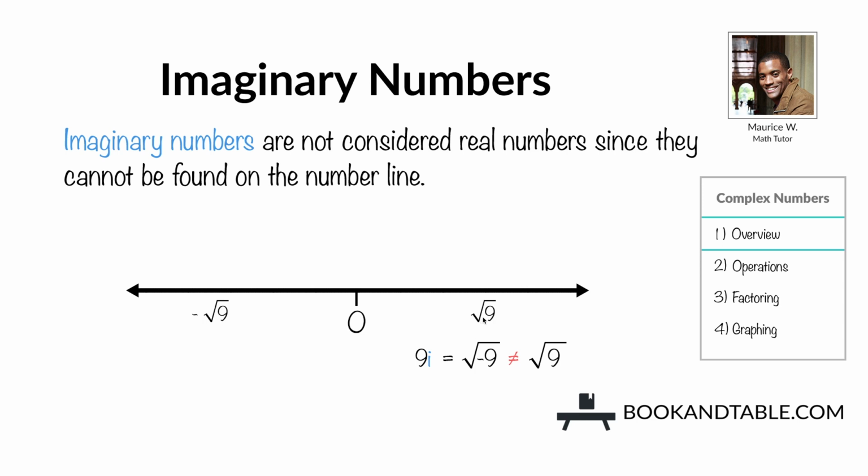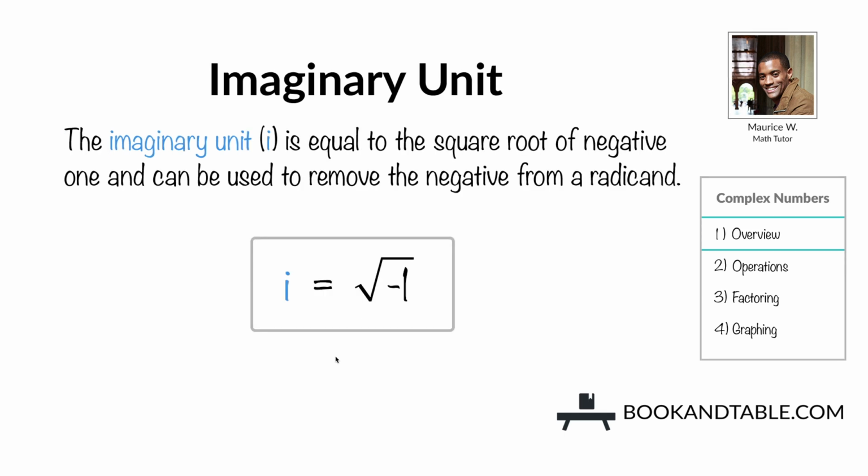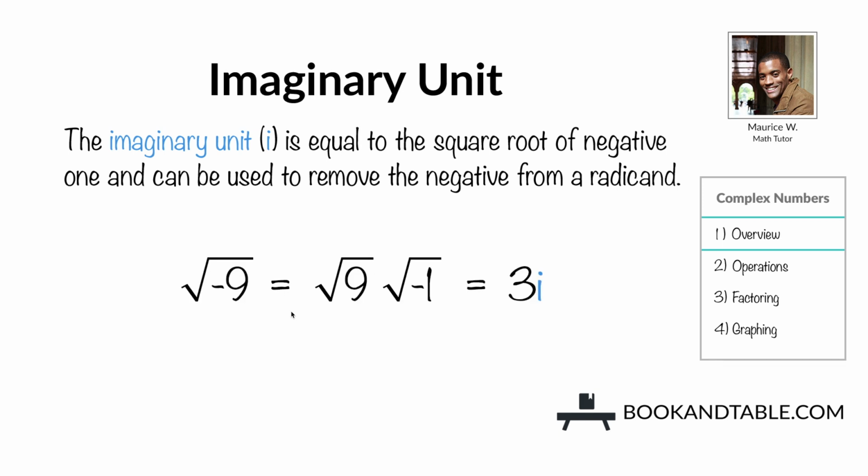Same thing over here. Our radicand 9 is positive. This one it's negative. So in neither case would our imaginary number be found anywhere on this number line. So it is a different kind of number. The imaginary unit i is equal to the square root of -1 and can be used to remove the negative from a radicand, such as the -9 we just saw.